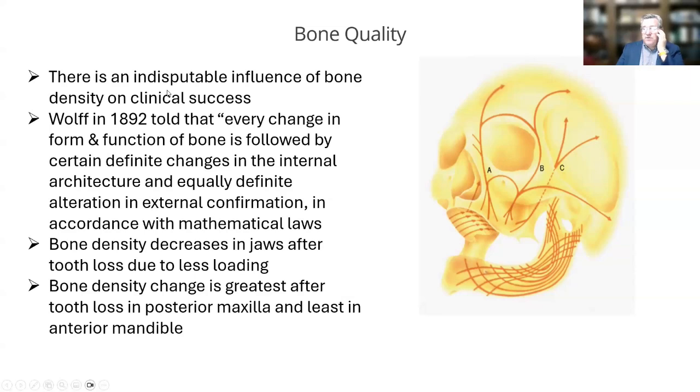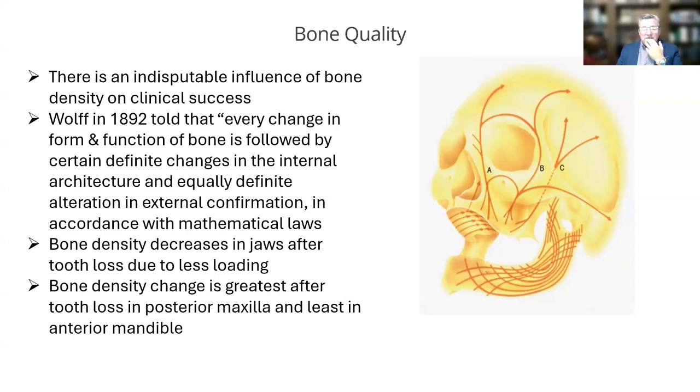There is an adequate, indisputable influence on bone density and clinical success. Dr. Wolff in 1892 said that every change in form and function of bone is followed by certain definite changes to the internal architecture and equally definite alteration in external conformation in accordance with mathematical laws. This was his quote. Bone density decreases in the jaws after tooth loss and due to less loading. So we talked about having that implant, or having something in the bone, to keep the bone stimulated.